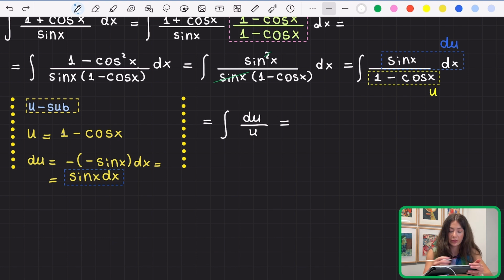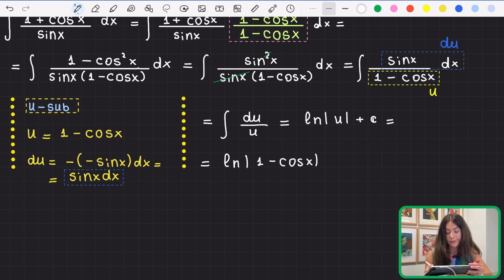Oh, no more integral, because I'm taking this integral already. Absolute value of u plus the constant of integration, and I'm going to back substitute: 1 minus cosine x plus c. And I'm going to box that because that's the final answer.